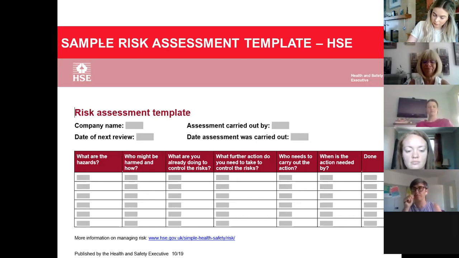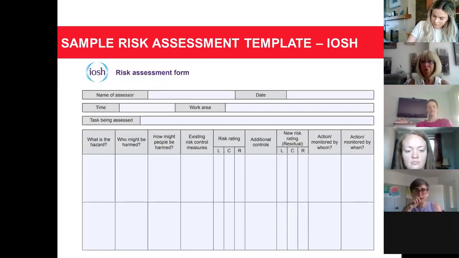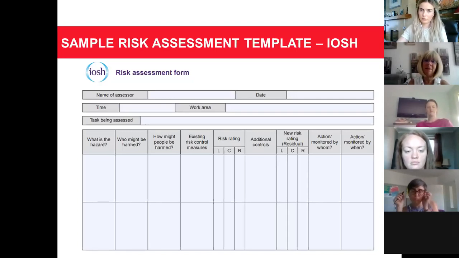I also want to show you the IOSH template that IOSH use in their Managing Safely course in the risk assessment module. Again, you'll see similarities there in terms of the template, but it is different to the Health and Safety Exec one. But that doesn't matter, it's fine. As long as the risk assessment is completed and, with over 5 employees, it's documented, then that is absolutely fine.